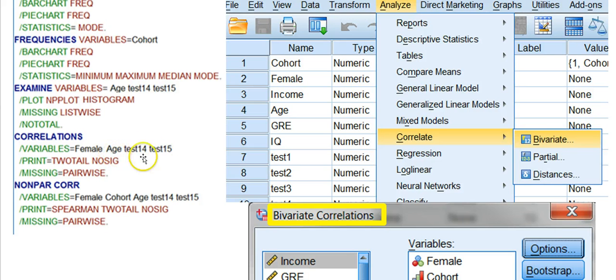The relationships between the intervally scaled variables, in other words age, test 14 and test 15, are all going to be Pearson R's because it's two intervally scaled variables. Unless the normality of these tells us differently, that if we find out we can't assume normality, then we'll have to run it as a non-parametric.